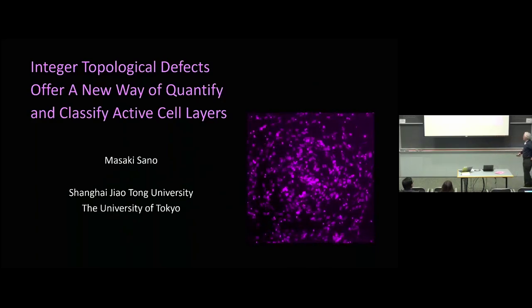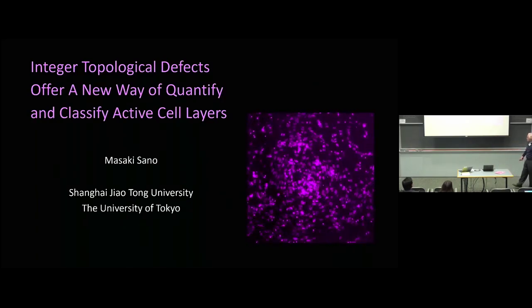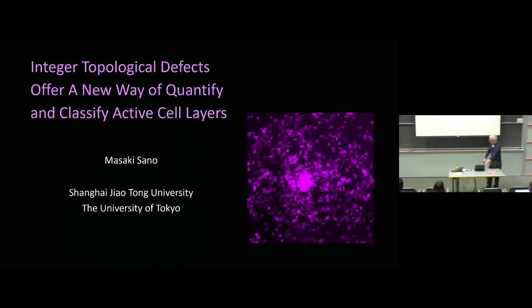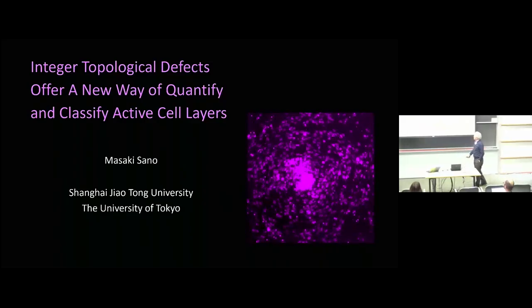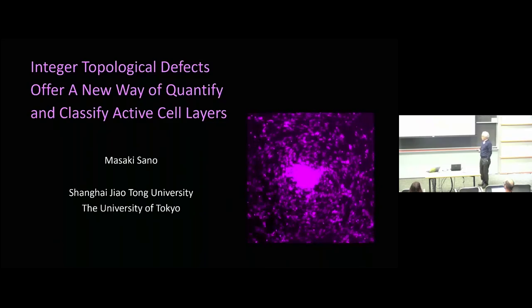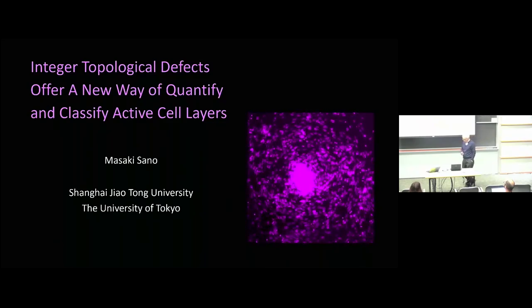So I'll talk about the active nematics, consisting of neural progenitor cells. We study the induced integer topological defect.